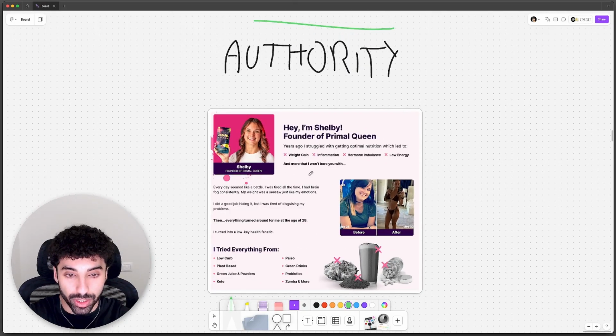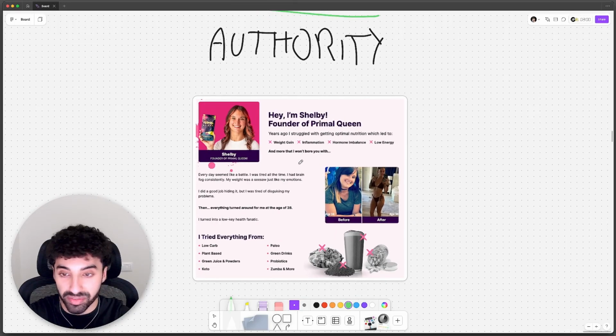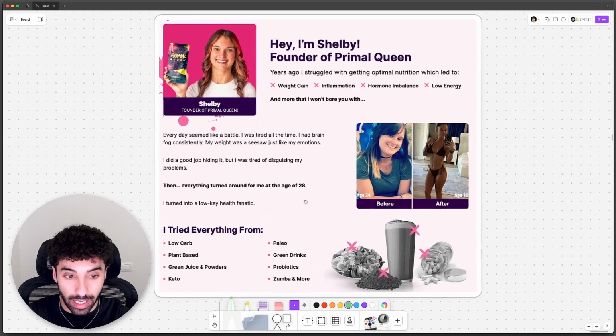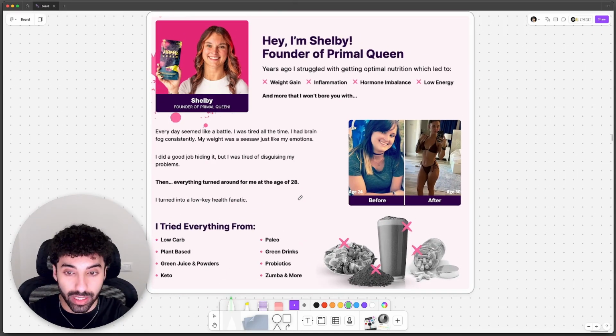An example here is from one of my favorite sales pages out there, the Primal Queen sales page for their beef organ supplement. Here she's telling about weight gain, inflammation, hormone imbalance, low energy, and all of these things, which most women experience on a daily basis, and she's sharing her experience and actually showing a before and after picture of her transformation to add even more trust and even more authority to it.